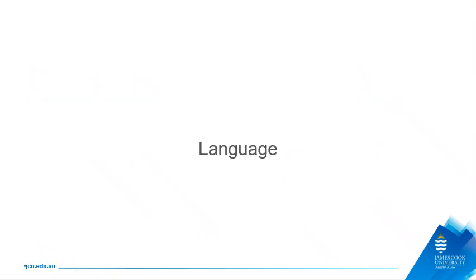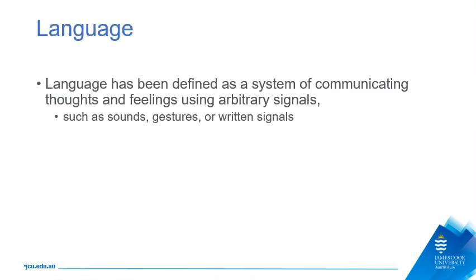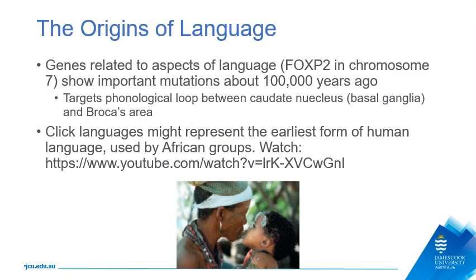We shall start with language. Language is a system of communicating thoughts and feelings using arbitrary signals, such as sounds, gestures, or written signals.